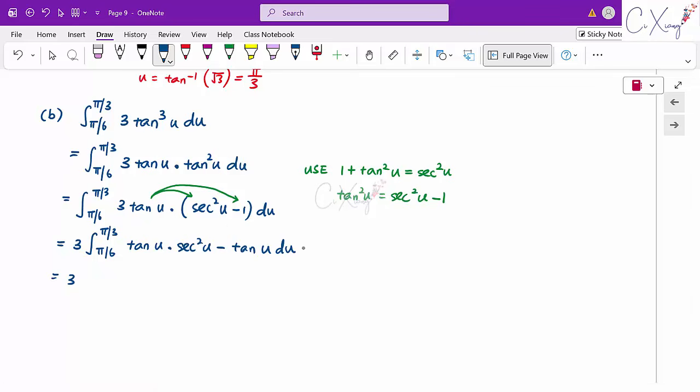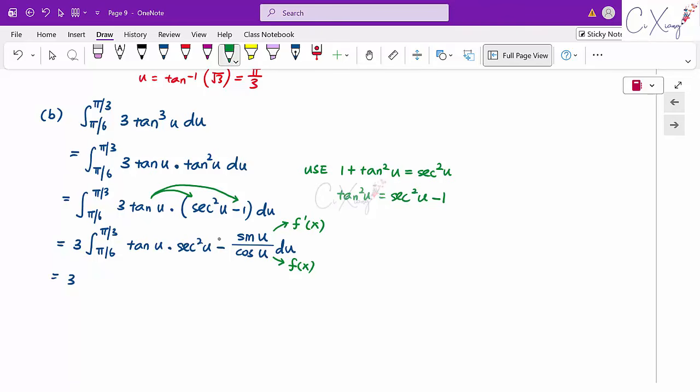All right, and for this tangent u du, I might want to rephrase it further, because tangent can be written as sine over cos. So I can write it as sine u over cos u. Why do I need to rephrase tangent as sine over cos? Again, it is because I know that sine and cos are the differentiation functions of each other. So if I make this one function f(x), then this one will be f prime x.